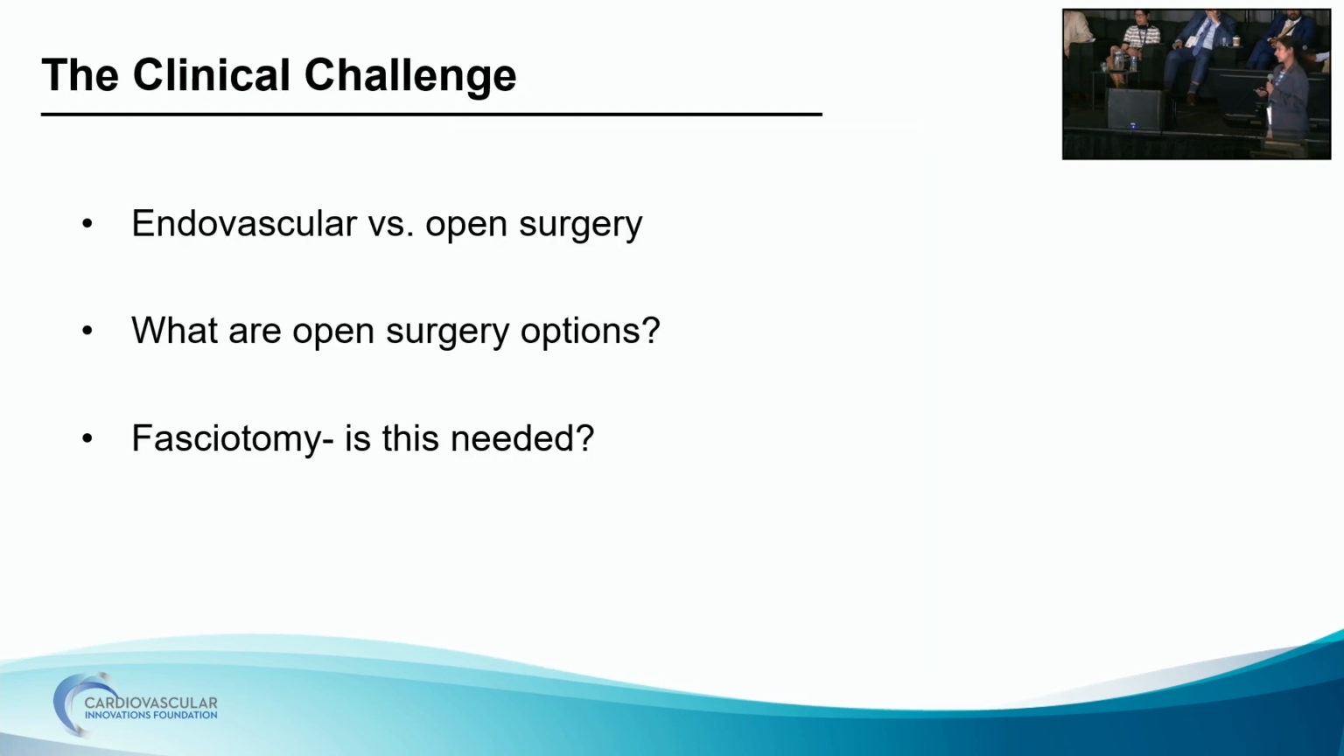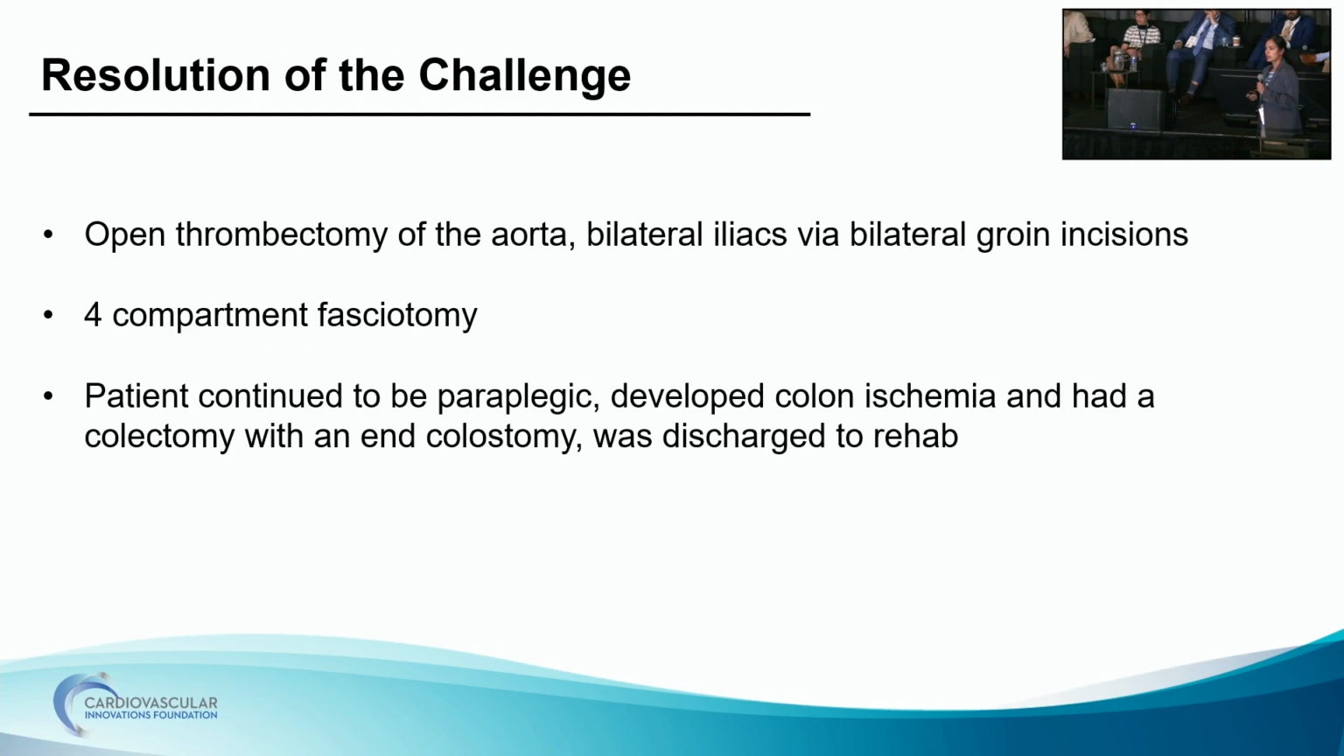So given his overall comorbidities, we considered different approaches: total endovascular versus open surgery. And then the open surgery options we considered were whether he was a candidate for an aortic bypass or an extra-anatomic bypass like axillobifemoral bypass, and then whether he needed a fasciotomy. So we actually, again, did a hybrid approach.